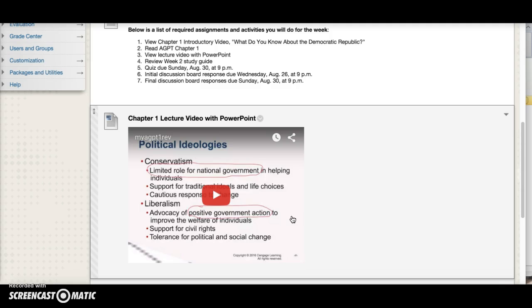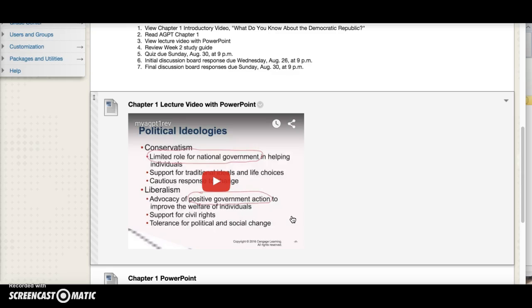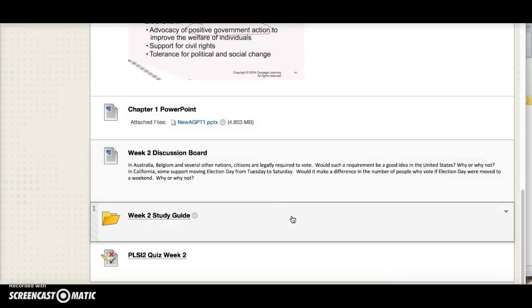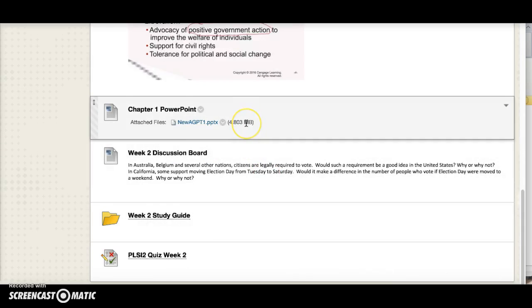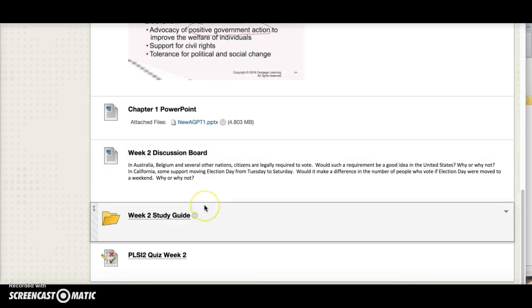It will have important areas highlighted, and those issues and concepts and terms you should keep in mind for your weekly quiz. This is the PowerPoint from the text. It's going to be slightly longer than my PowerPoint. I just picked out important areas for my PowerPoint. Again, the discussion board, then you'll see a study guide. Each week there will be a study guide for your quiz, and then the quiz itself.